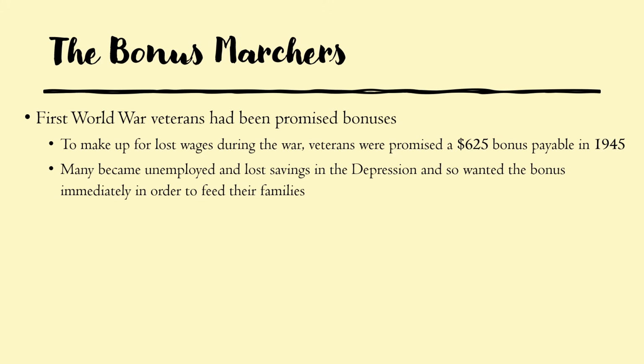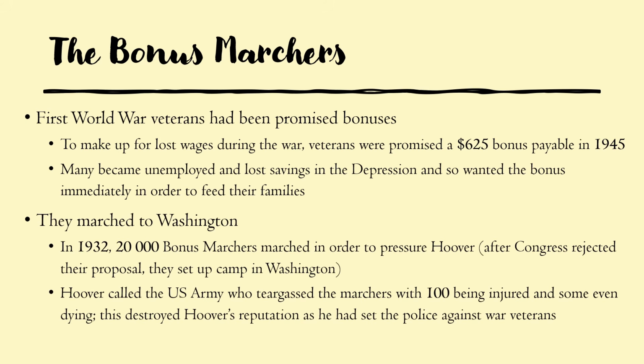But these veterans had now become unemployed. They'd lost all their savings in the Depression, and they wanted that bonus straight away. They were really struggling, and they thought, what's the point of waiting another 12 or so years? We want it right now. And so they tried to get the government to give them that money right then in order to feed their families and make sure they weren't struggling and dying. And so they decided to march to Washington.